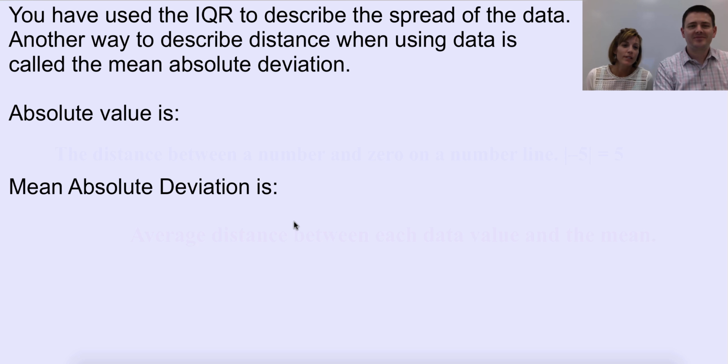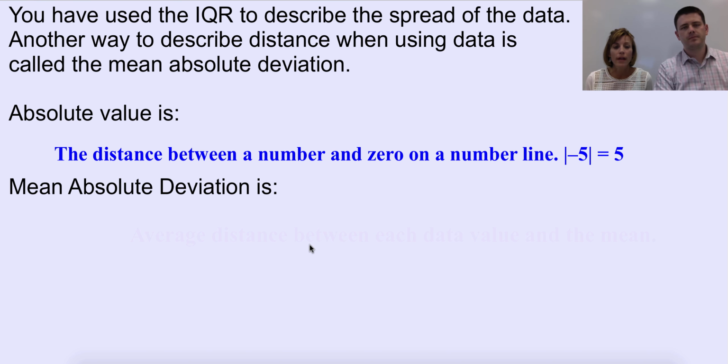So the last lesson we used the IQR to describe the spread of the data. Today we're going to take it one step further and describe the distance away from the mean, which is called mean absolute deviation, known as MAD. It's taking us back to the absolute value. The last time we used distance away from 0 was in our integer unit, so we need to remember that the absolute value is the distance between a number and 0 on a number line.